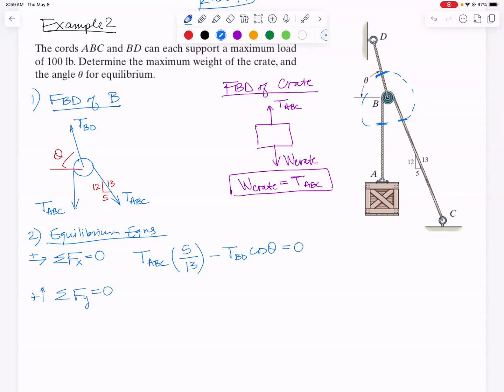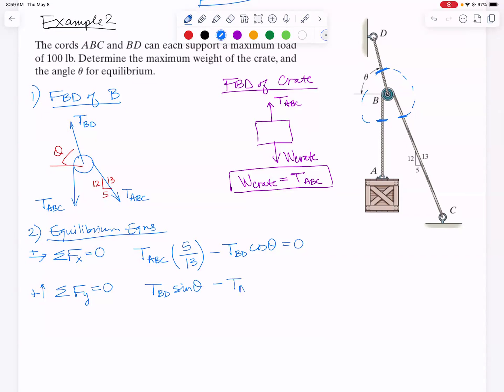That also has to be 0. So upward, I've got T_BD sine theta. How did I figure out which one was sine and which one was cosine? The side adjacent to theta gets cosine, and the side that's opposite theta gets the sine. Then downward, I've got a single T_ABC, and then I've got a component of T_ABC. This one I'm going to use the 12 because the 12 is the vertical side, again, over the hypotenuse times T_ABC equals 0.